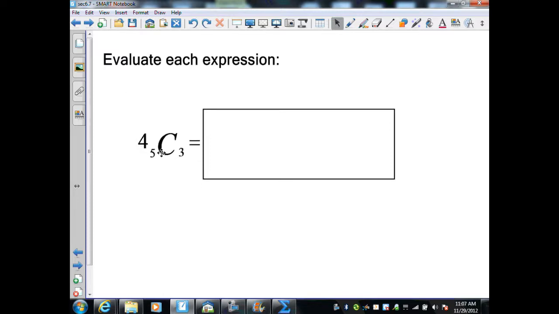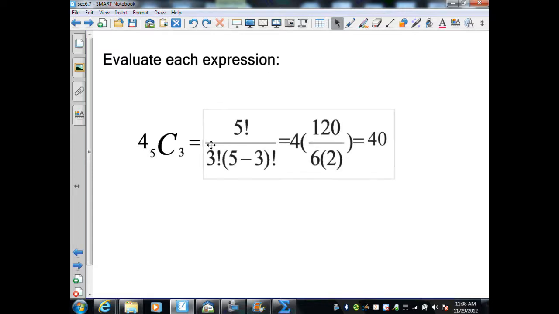Again, I want to evaluate the expression. Here I have a combination with a total number of items of 5, and the total to choose is going to be 3. And what I have is 4 multiplying that combination. So what I want to do is find the combination and then multiply the solution by 4. I'm going to substitute these values into my combination factorial, and I'm going to get 120 over 6 times 2. Then I'm going to bring over the 4, which is I'm going to multiply this combination by 4. Therefore, 120 divided by 12 is 10. 10 times 4 is 40.